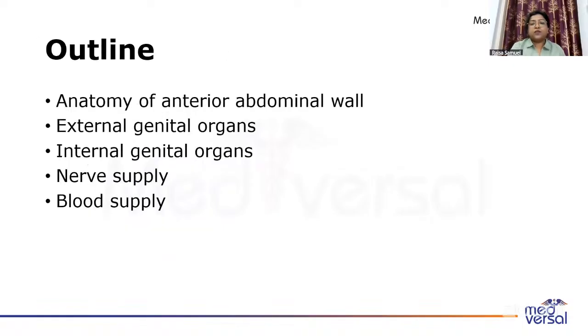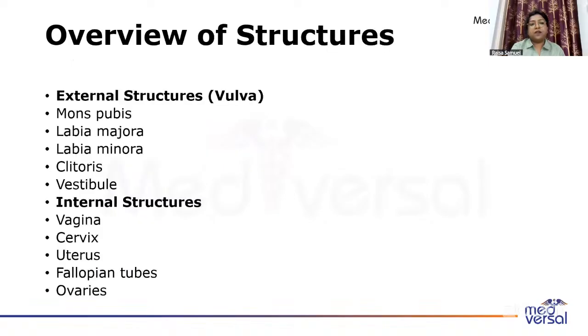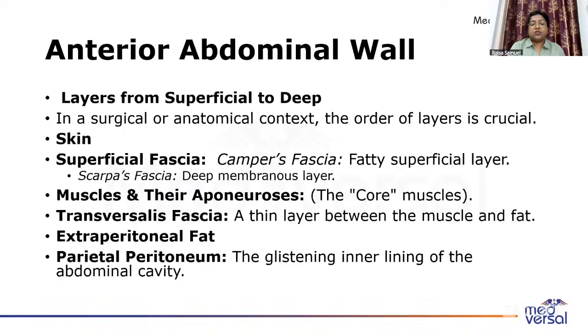So the outline of today's class: we will be dealing with the anterior abdominal wall anatomy, the external genital organs, the internal genital organs, their nerve supply and blood supply. So an overview of the structures. The external structures, the vulva, consist of mons pubis, labia majora, labia minora, clitoris and vestibule. The internal structures are vagina, cervix, uterus, fallopian tubes and ovary. So going on to the anterior abdominal wall.